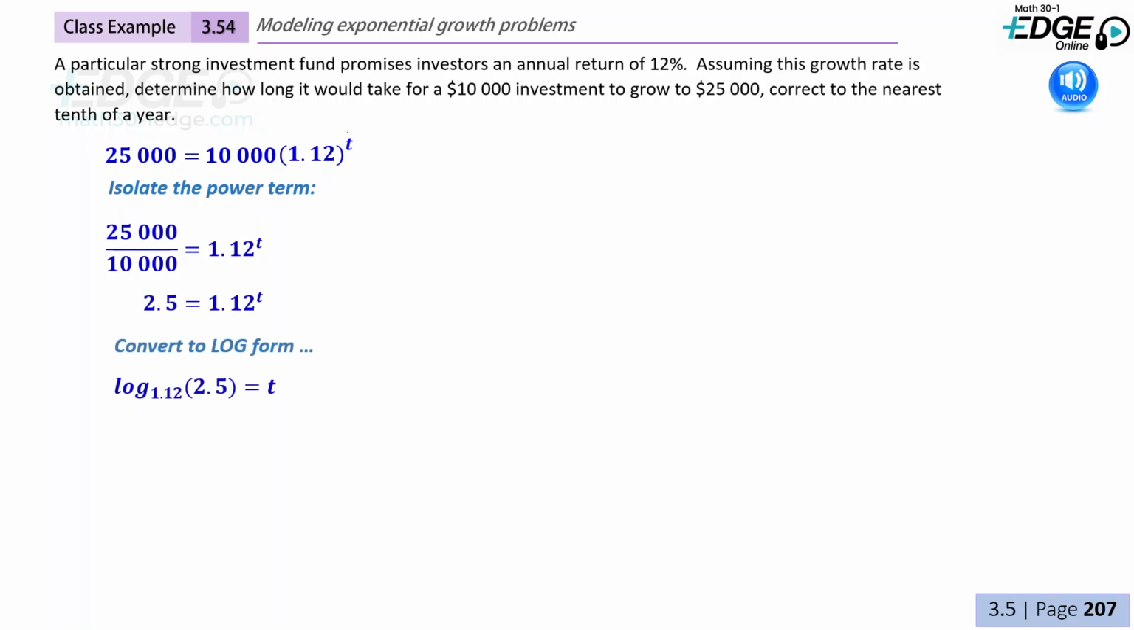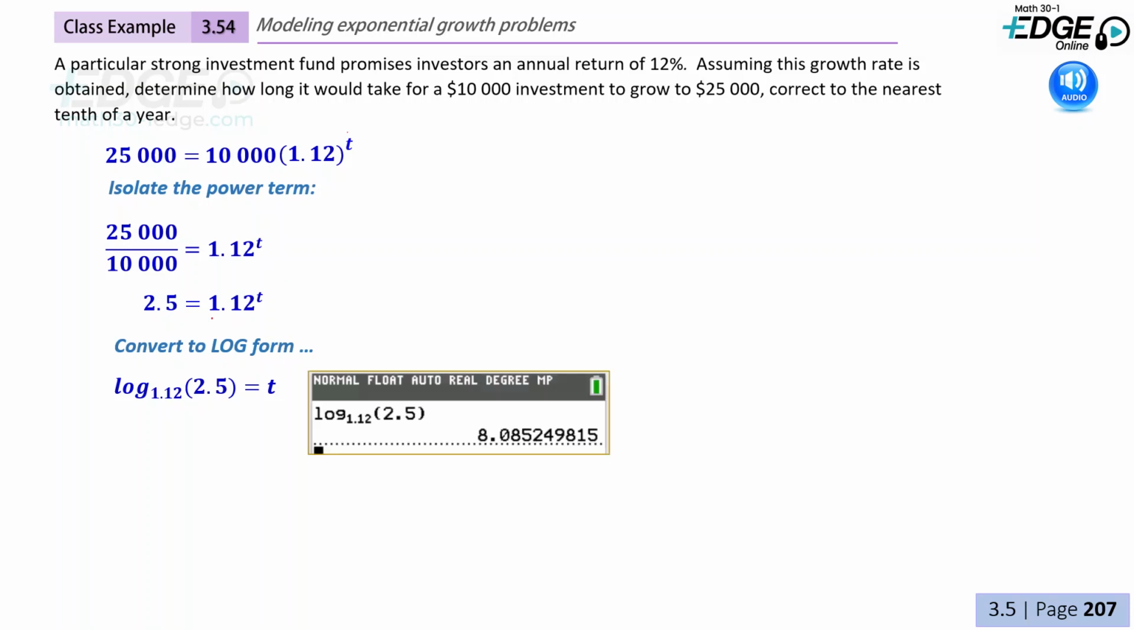Now, at this point, you could take the log of both sides. That would work just fine. The other way of thinking about it is that we could just convert this exponential form into logarithmic form. So log base 1.12, so that's the base in the exponential and the base in the log, of 2.5 is equal to the exponent, because logs solve for exponents.